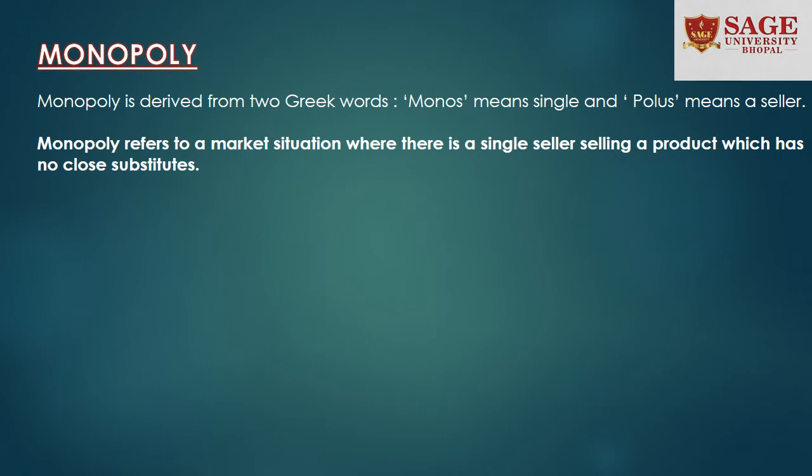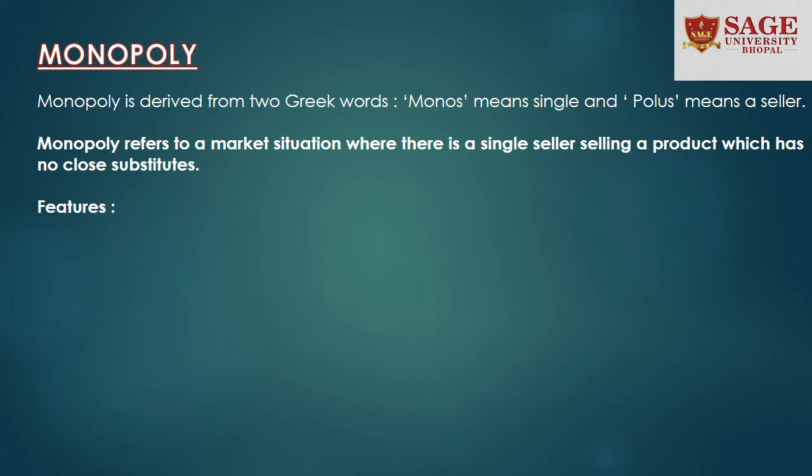Next is monopoly. Monopoly is just the opposite of perfect competition. Monopoly is derived from two Greek words. Monos means single and polis means a seller. Monopoly refers to a market situation where there is a single seller selling a product which has no close substitutes. For example, railways in India.